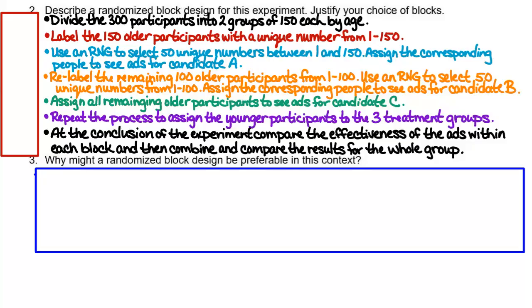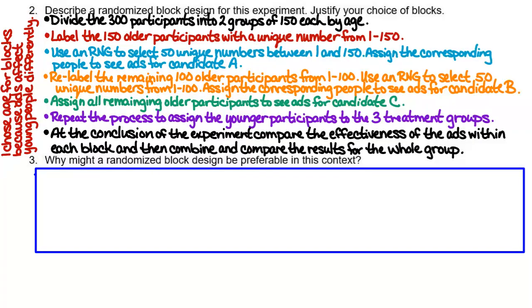The question also said to justify your choice of blocks. So off to the side, because I didn't have room, I wrote, I chose age for blocks because ads affect young people differently. Or you could say ads affect older people differently, which is definitely true.